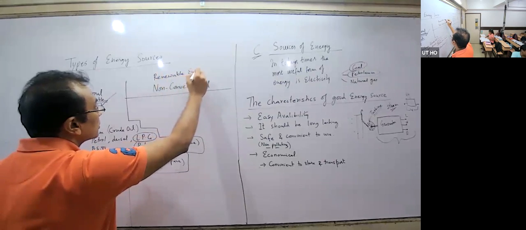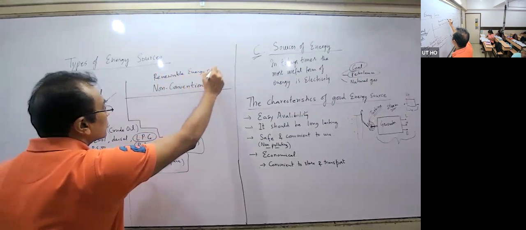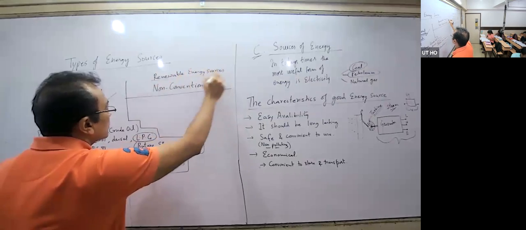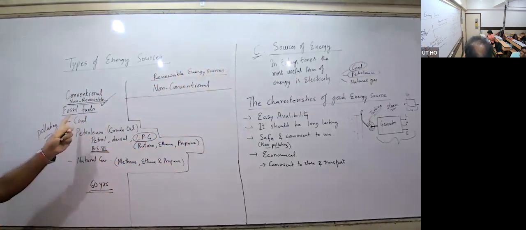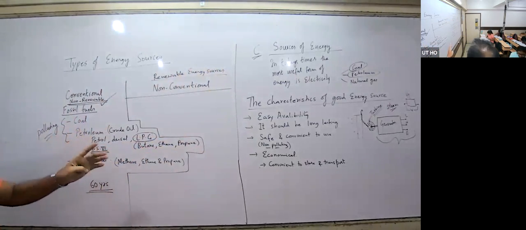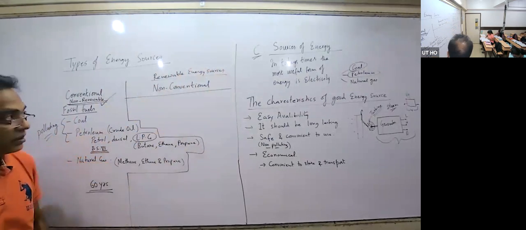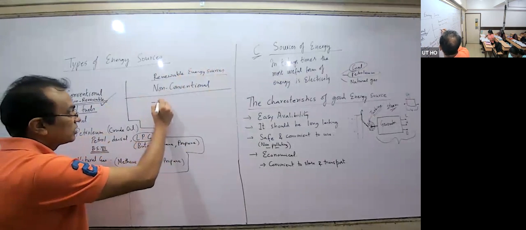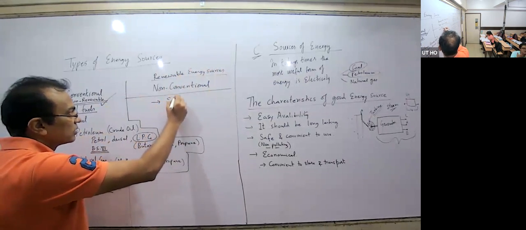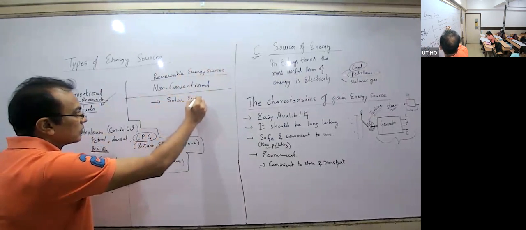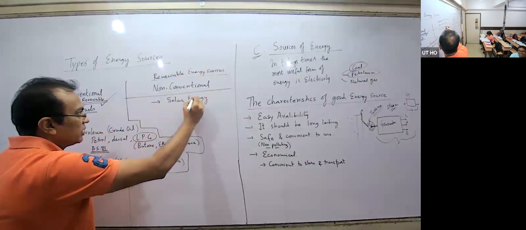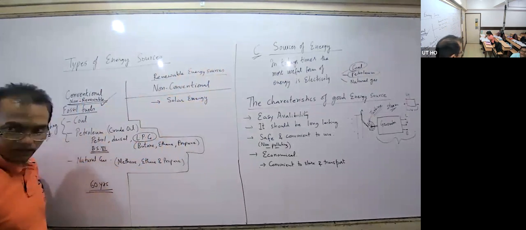Renewable energy. This is non-renewable, meaning once finished, gone. Here we can consume it, yet we can go on creating it. So what is the renewable source of energy? Solar energy. End of the day, it will also end, but in 4 billion years.